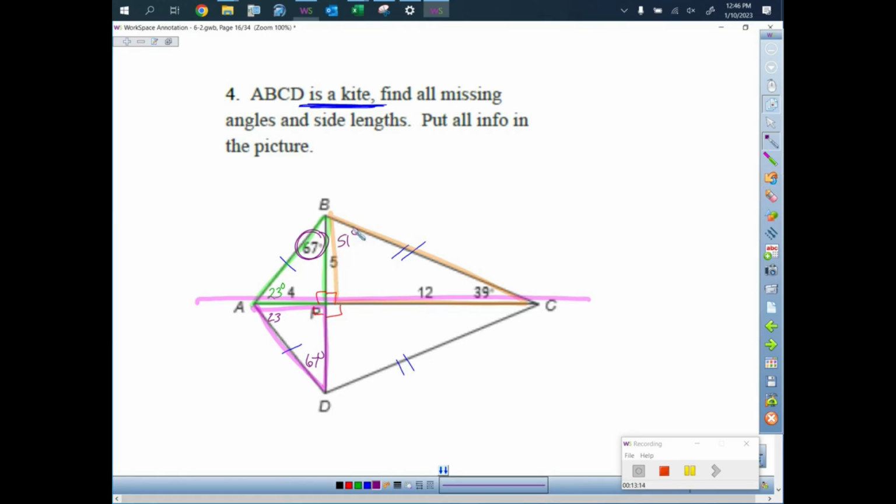And then by symmetry, shouldn't this guy be 51 degrees? And how much is this guy right here? 39. That's all the angle measures that I could find. Let's start rocking some side lengths.